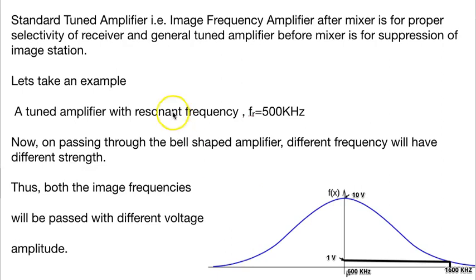Okay, the same has been discussed in this lecture slide. The standard tuned amplifier, the image frequency amplifier after the mixer, is for proper selectivity of the receiver, and the general tuned amplifier before the mixer is for suppression of the image station. That is the difference between why the standard and general tuned amplifiers are being used. I've explained the same thing.